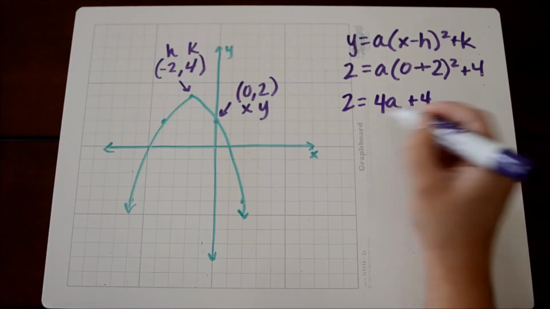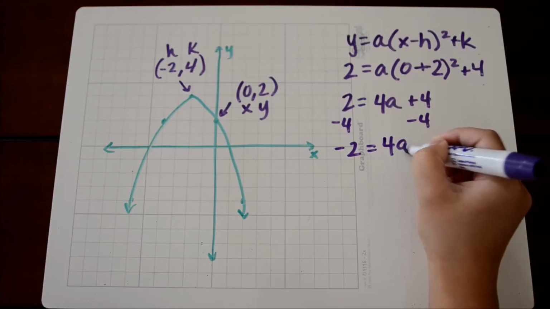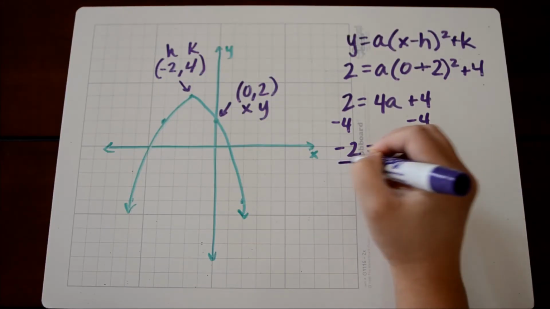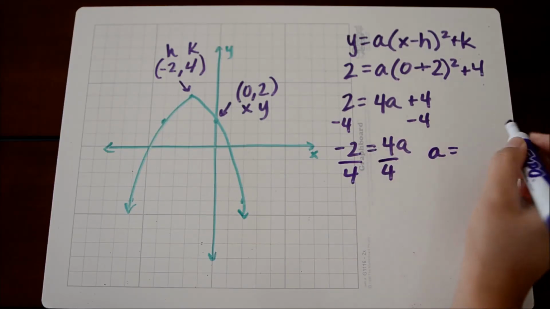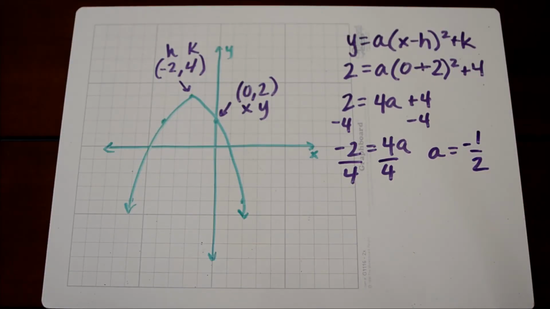And then again, we're going to use inverse operations to solve this two-step equation. Here we're going to divide to get rid of that 4. It ones out and we get a equals -1/2 when we simplify our answer. So this is our a value. And we're going to substitute this back into vertex form.